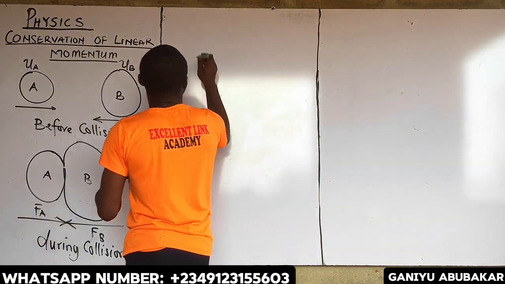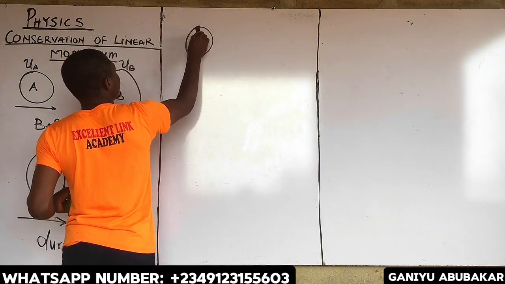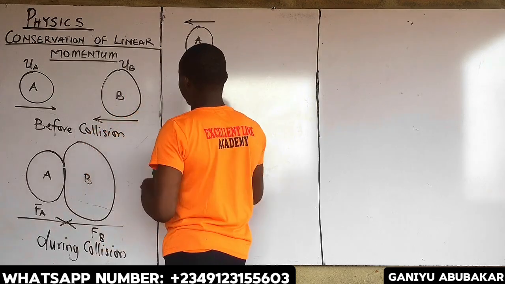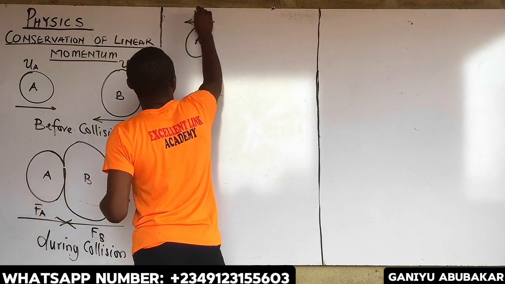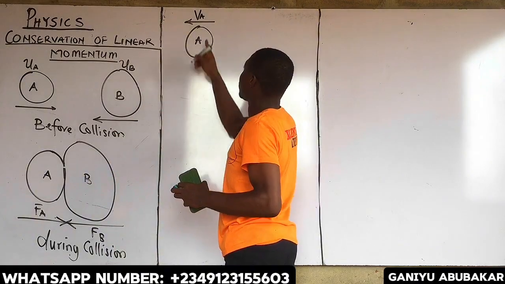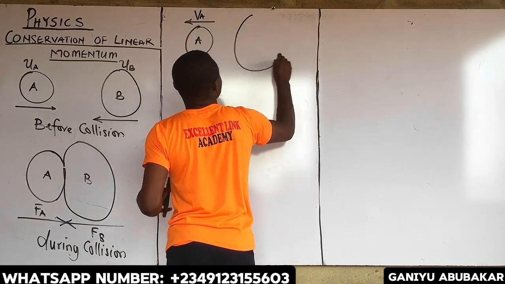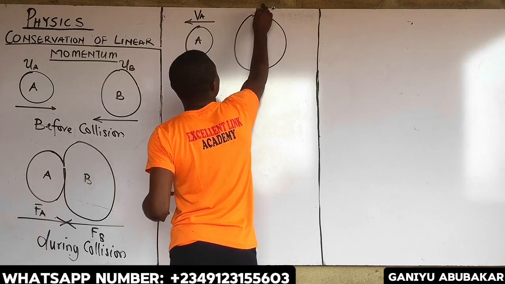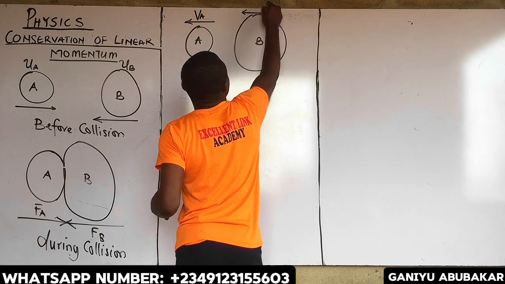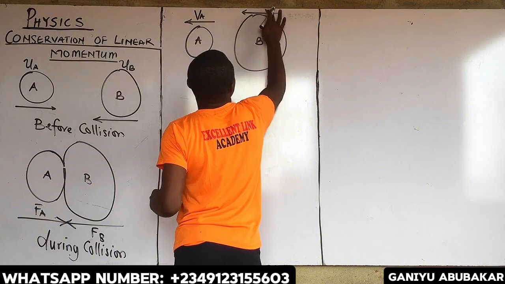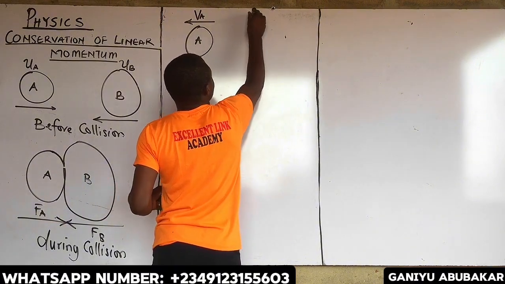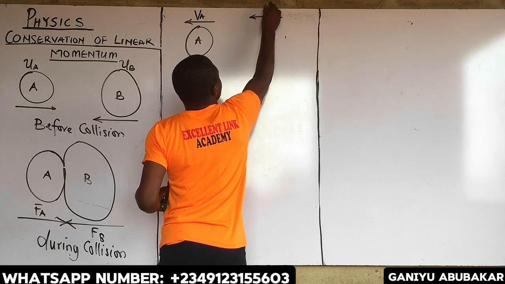It means that let's say I have object A moving in this direction after collision. So let me say it moves with the final velocity of A, right? Final velocity of A, and object B also moves with the final velocity of VB. Let me call it VB.